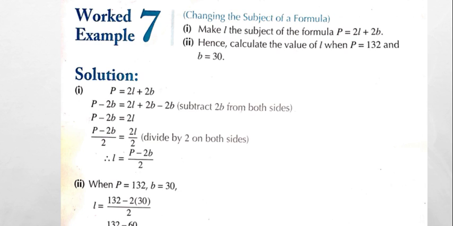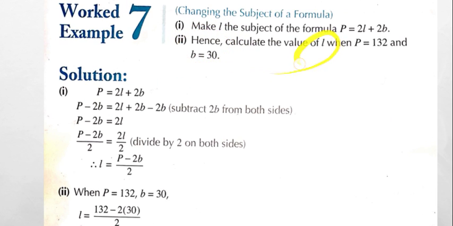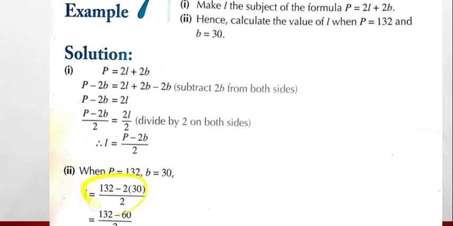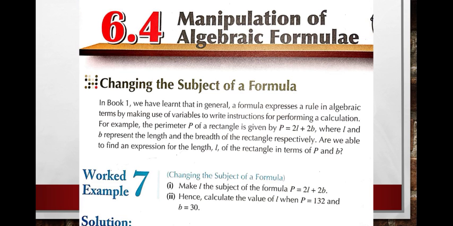Now, why do we need to do that? Because it will be easy for us to find the value of a certain variable, hence calculate the value of L. We need to calculate the value of L. That's why we need to have L equals something. Now, P is given as 132 and B as 30. Just input here: 132 minus 2 times 30, over 2. You'll get the answer.